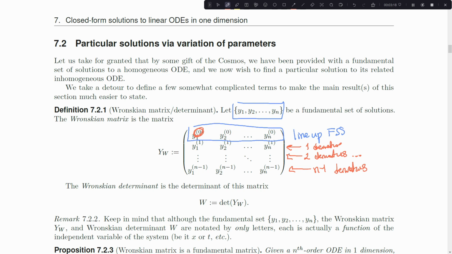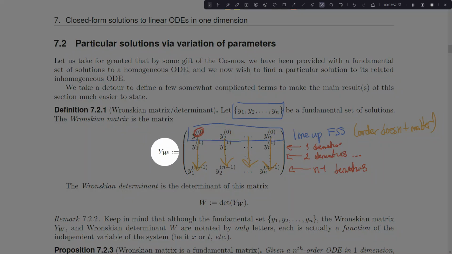And in fact, you would think that the order of the fundamental set matters here, but it doesn't. So order doesn't actually matter, so long as you preserve it when you're taking derivatives below. So long as you preserve your order column-wise, you can permute the columns themselves, and you'll still get a perfectly valid Wronskian matrix. So this thing isn't unique, but it's unique up to order. All right. So then the Wronskian determinant is the determinant of this matrix.